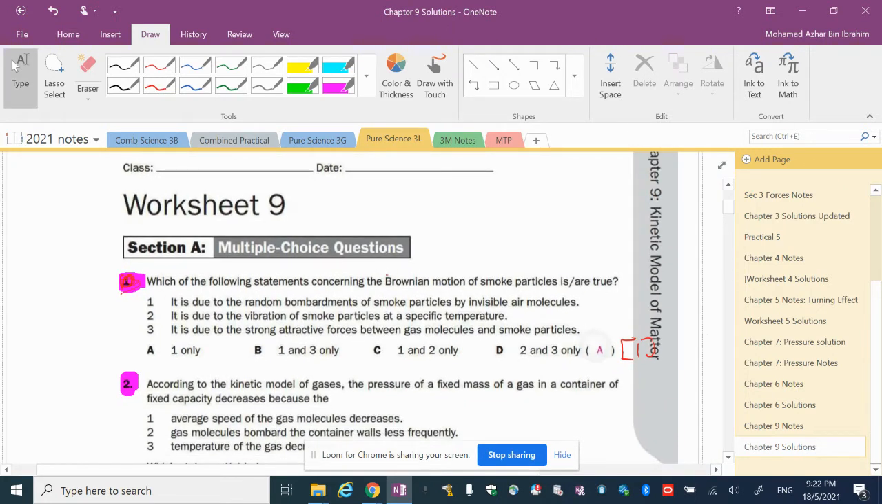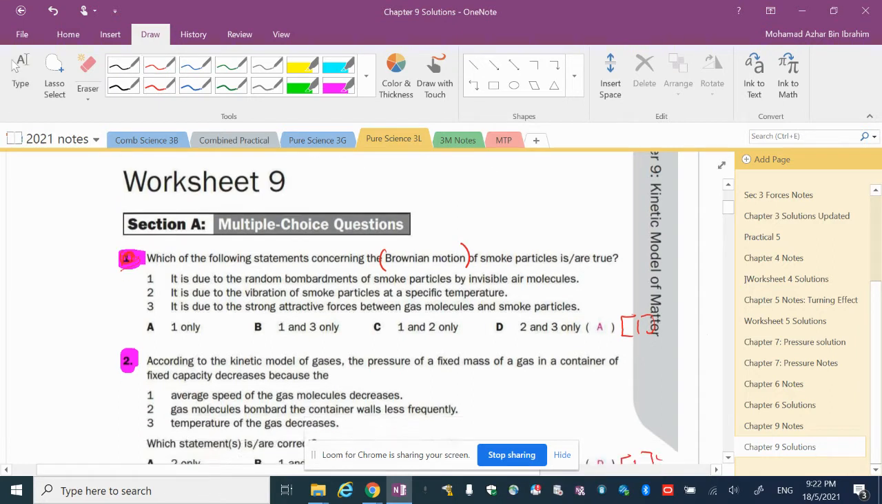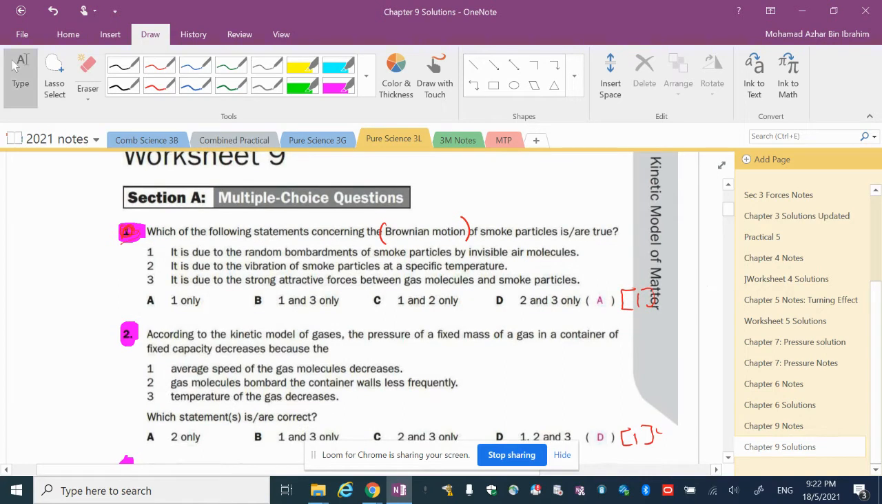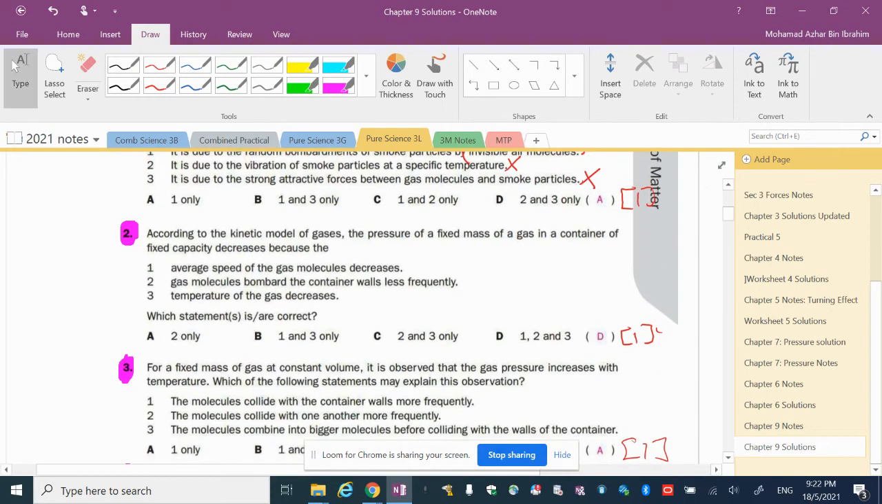So just very quickly, Brownian motion is the random motion of smoke particles or any pollen particles that are light enough to be immersed in a fluid. Which of these is true? It is true that it is being bombarded by the invisible air molecules. The smoke particles don't actually vibrate by themselves between gas molecules. Wrong. Brownian motion is basically when you have anything that is light enough to be immersed in a liquid and moves because of the bombardment of the invisible fluid molecules, be it air or whatever fluid or liquid that it is immersed in.